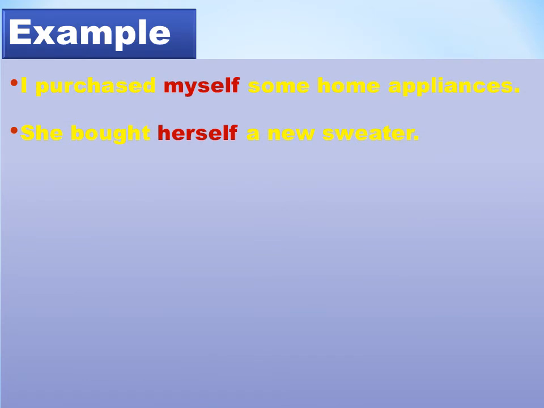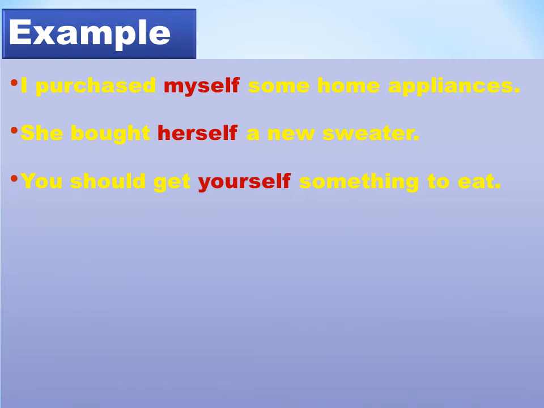She bought herself a new sweater. Here she is the subject, bought is the verb, bought a sweater. So sweater is the direct object. Herself is the reflexive pronoun as indirect object. Now let's see the next example.